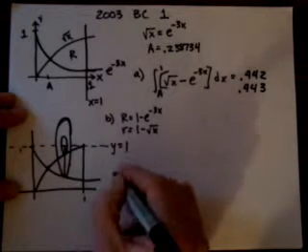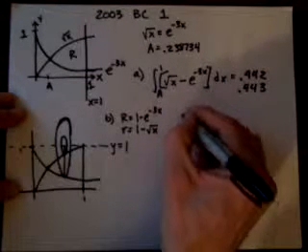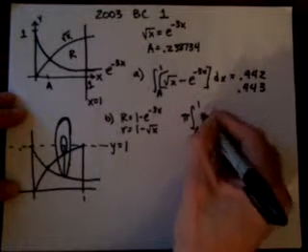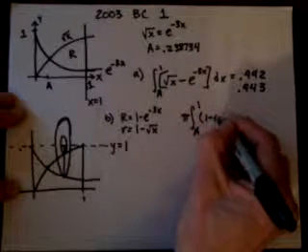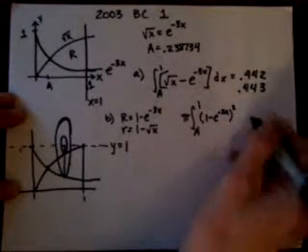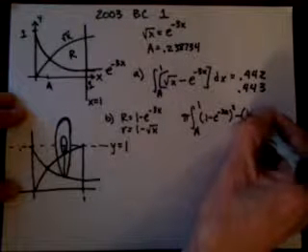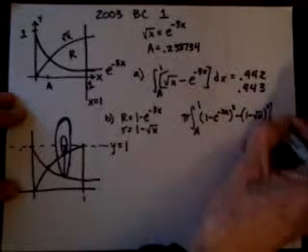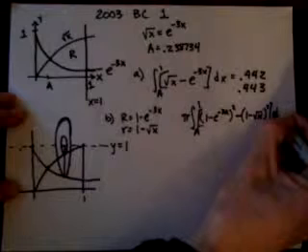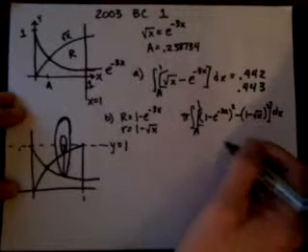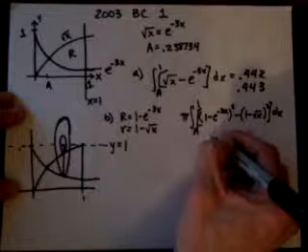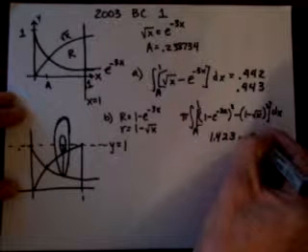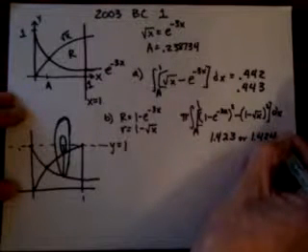The volume then of this solid is going to be pi times the integral from a to 1 of the large radius squared minus the small radius squared. And when you plug that into your calculator, you should get 1.423 or 1.424.